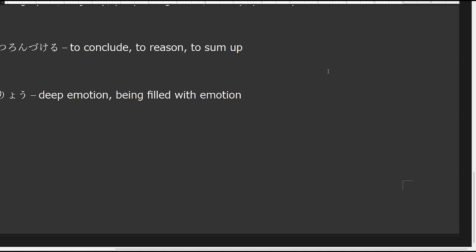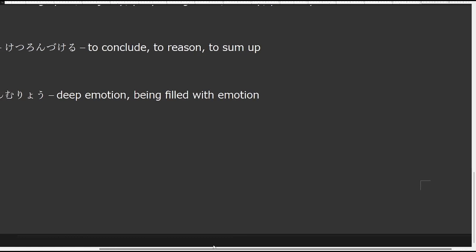Ketsuron, left side for our conclusion, or tied on argument. Zukeru in the center for attaching. Ketsuron zukeru is to attach a conclusion to something or to conclude. And finally, a deep emotion or being filled with emotion is kanmuryo. Kan on the left side for our emotion, without mu, measurement or quantity. Kanmuryo is an emotion without quantity. Kanmuryo is a deep emotion or being filled with emotion, a bottomless emotion, if you will.